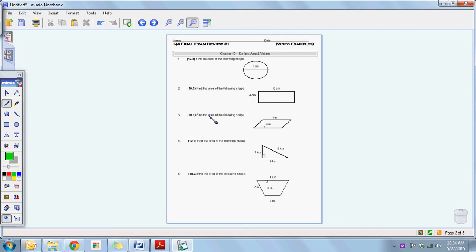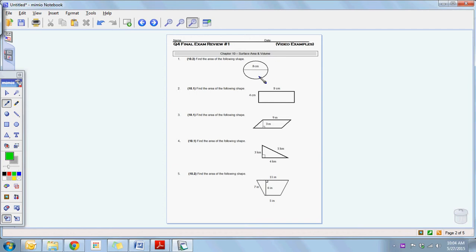I'm going to walk you through the examples on your first review for your final exam, which is technically just over fourth quarter material. So we're going to start with Chapter 10. And Chapter 10 was all about surface area, volume, and regular area. So we're going to start by finding the area of these 5 shapes.